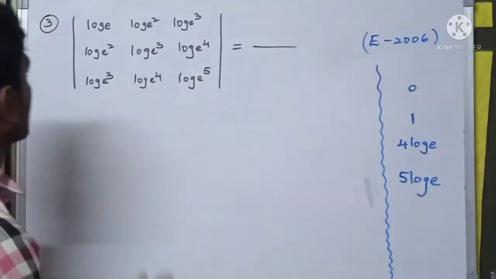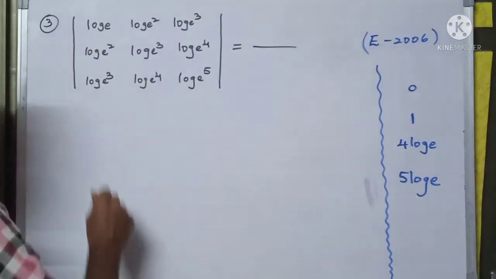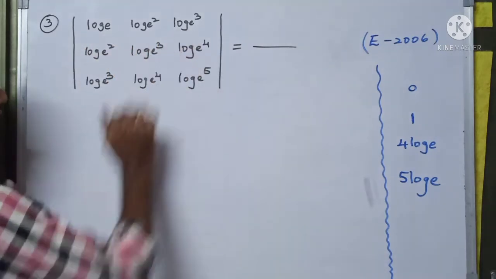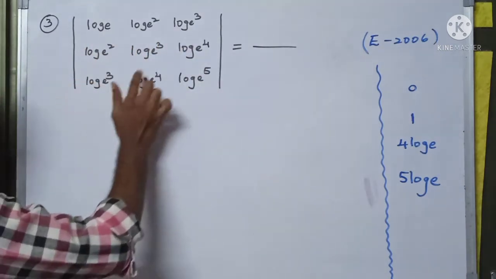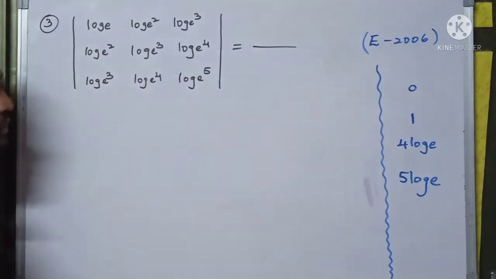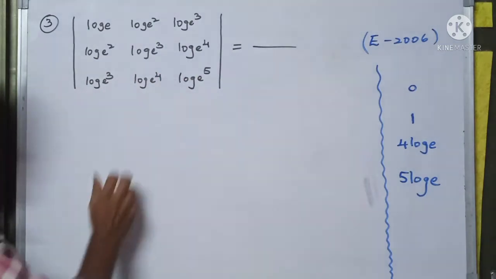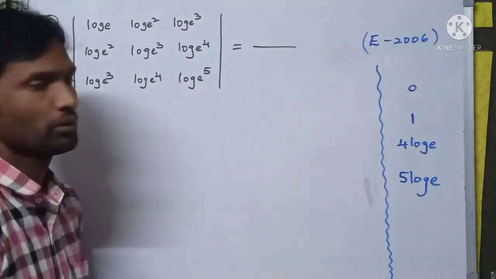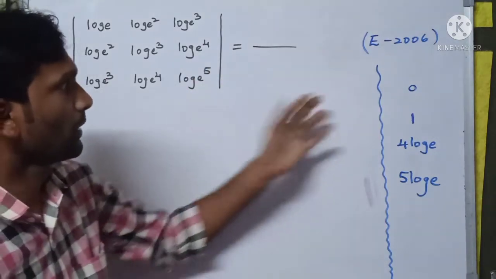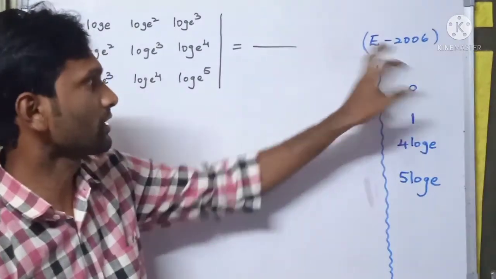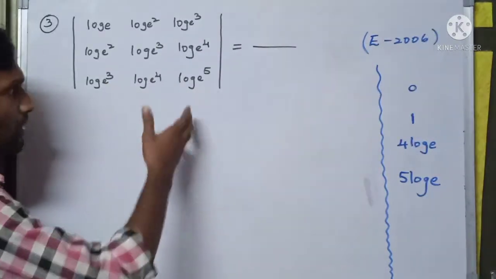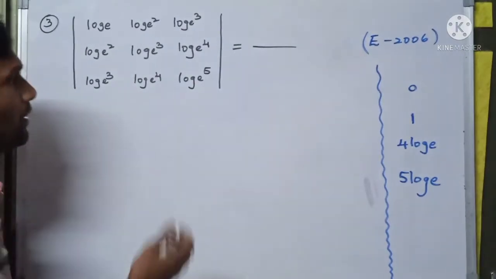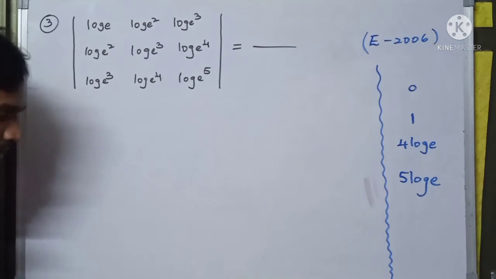See the next question. The given problem is like this. Determinant of log e square, log e cube, log e to the power 4; log e cube, log e to the power 4, log e to the power 5, is equal to dash. This is the problem which was given in the 2006 MSET exam. This is a very different problem on the concept of determinants of a matrix.